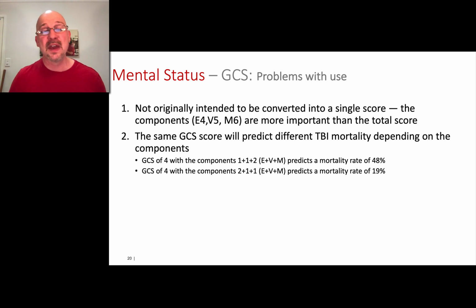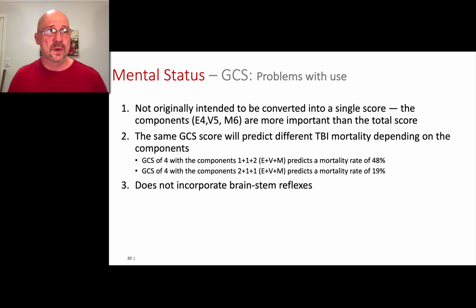On the other hand, if they have a GCS of 4, same GCS total, with the components of 2, 1, and 1, there's a predicted mortality rate of 19%. Big difference, right? A half versus a fifth, roughly. So if you want to use the GCS with precision, report it with precision, okay? Don't ever use the total score. Or if you do use the total score because doctors or nurses say, stop telling me all the subcomponents, tell me what the actual score is, because that's what I have to write down, then you say they got a GCS of 4, which is a 2, 1, and a 1. Make sure you're giving the different components.